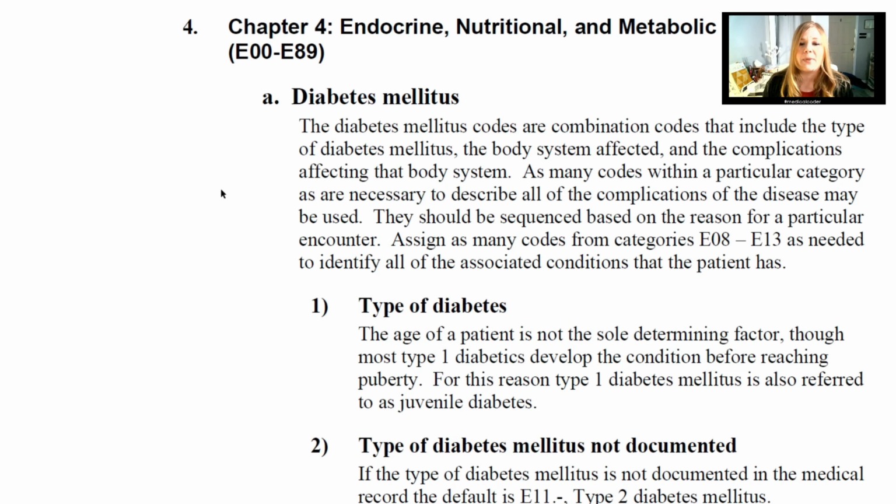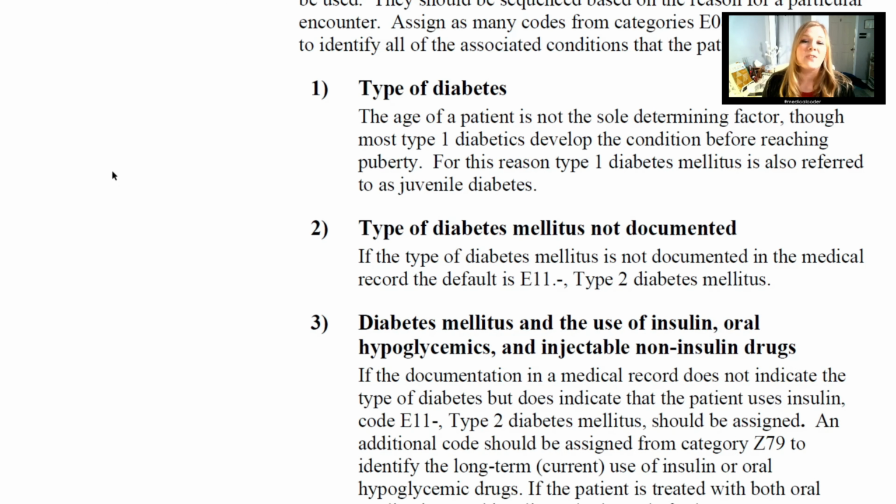Type of diabetes, we often think of type 1 as being juvenile diabetes. They call it that because it often occurs prior to the patient's puberty, but that factor alone is not why we are selecting the type of diabetes. If the type of diabetes is not documented, it defaults to E11, which is type 2 diabetes mellitus.